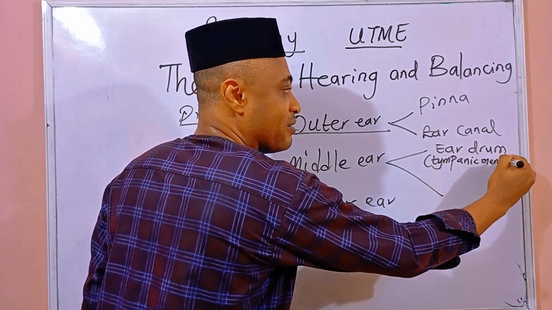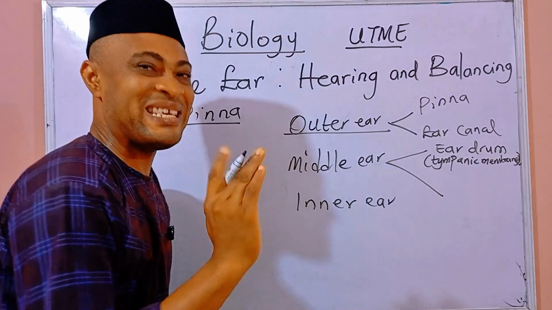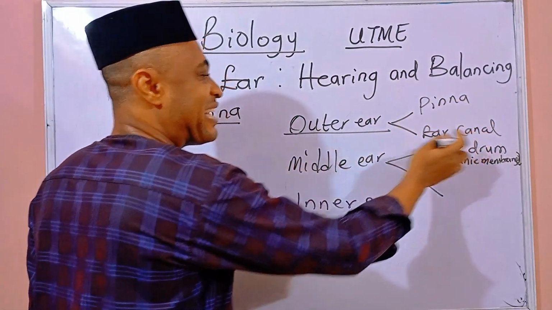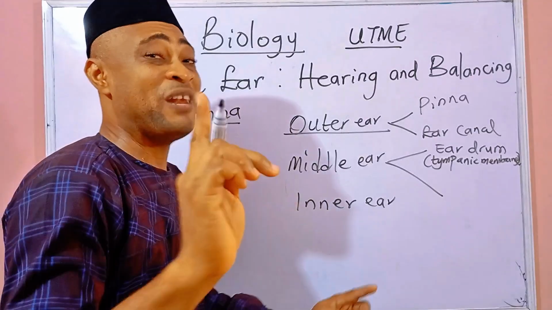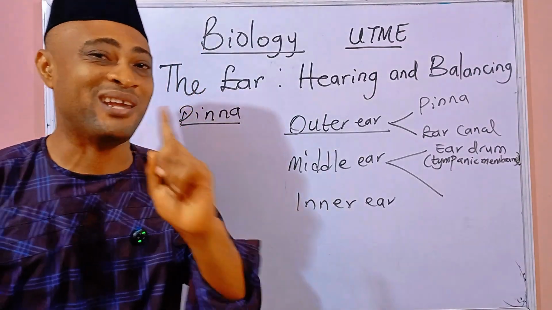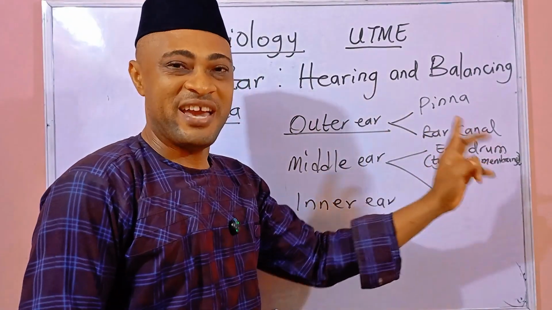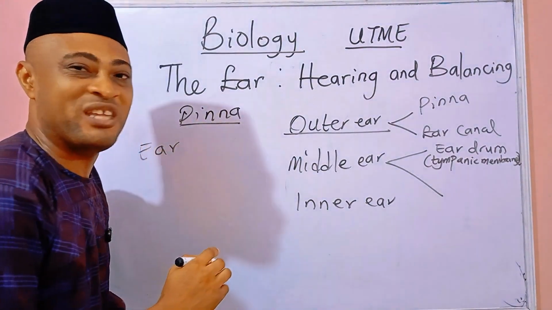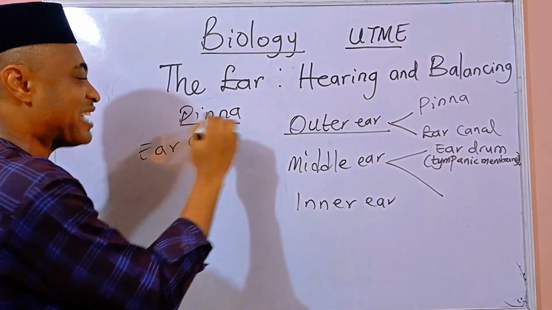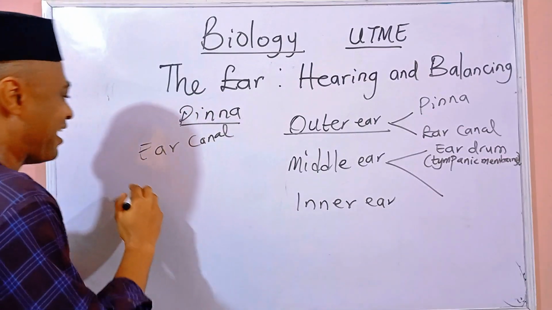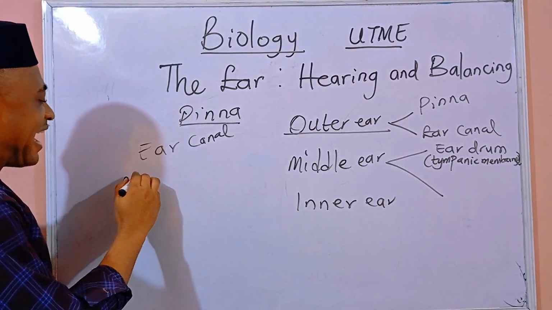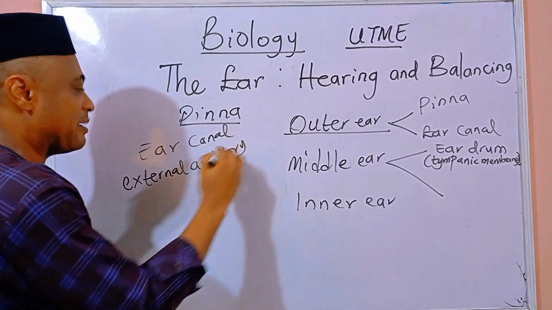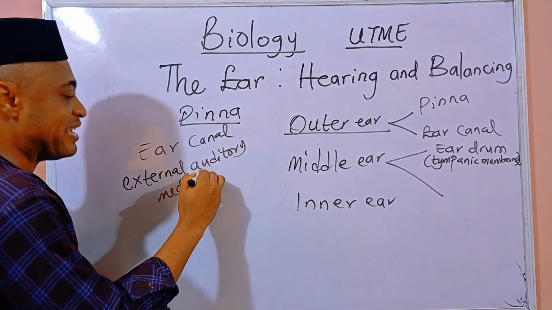I want you to follow me. I'm going to make this as easy and interesting as possible. So we have the pinna and the ear canal for the outer ear. And please take note in case they ask you in any biology class: another name for the ear canal. The ear canal is also called the external auditory meatus. Please take note. Make sure you have your notes right there. The ear canal is called the external auditory meatus. That's the ear canal.